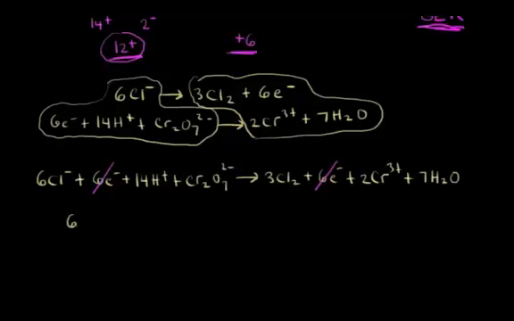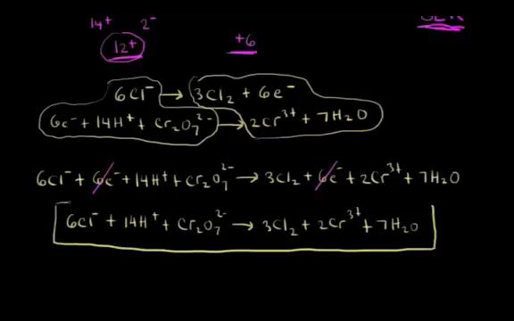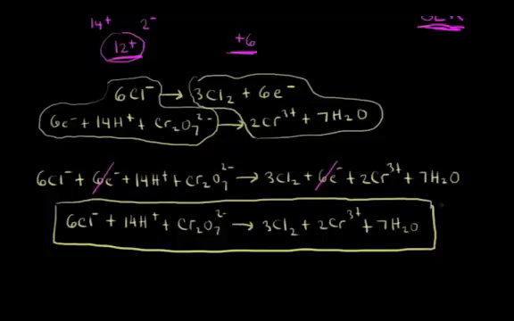So you could go ahead and rewrite it if you want to make it look better. We have 6 Cl minus plus 14 H plus Cr2O7 2 minus yields 3Cl2 plus 2Cr3 plus 7H2O. And this should be our final answer. I always like to box my final answer, so it just makes it easier for your instructor to grade. And the nice thing about redox reactions is when you're finished, you can always check yourself, because you know that you need to balance both the atoms and the charge. So let's check that real fast.